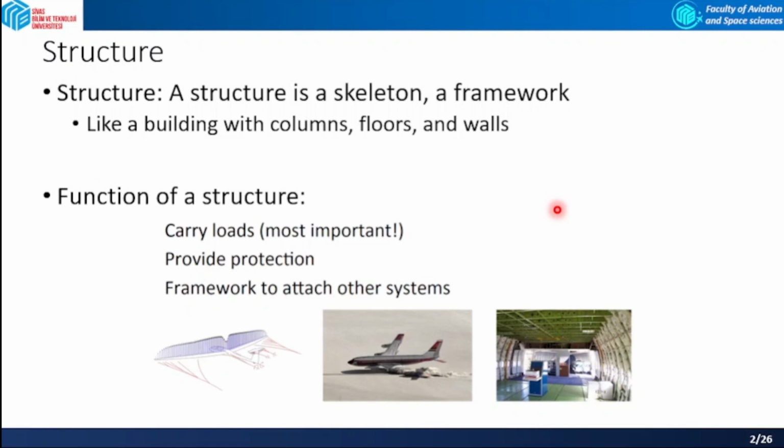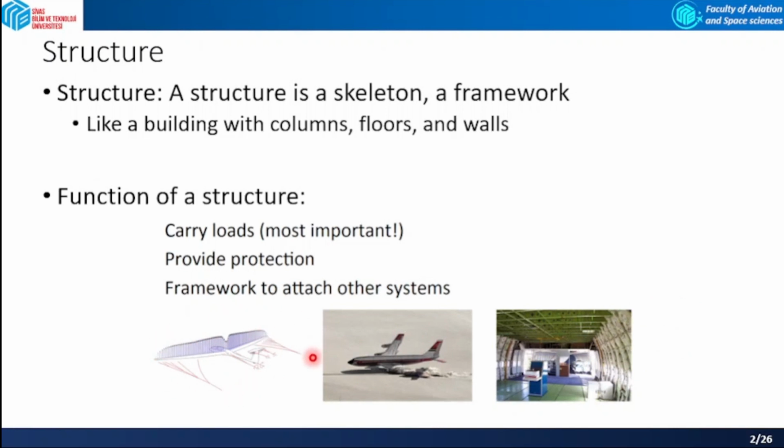The function of the columns and the floors and walls is to carry the loads or protect the human inside the building, and also it serves as a framework to attach other systems inside the house. For example, electrical systems or the pipings and stuff. So the structure of the aircraft also has the same functions, and these functions are illustrated in these three figures in here.